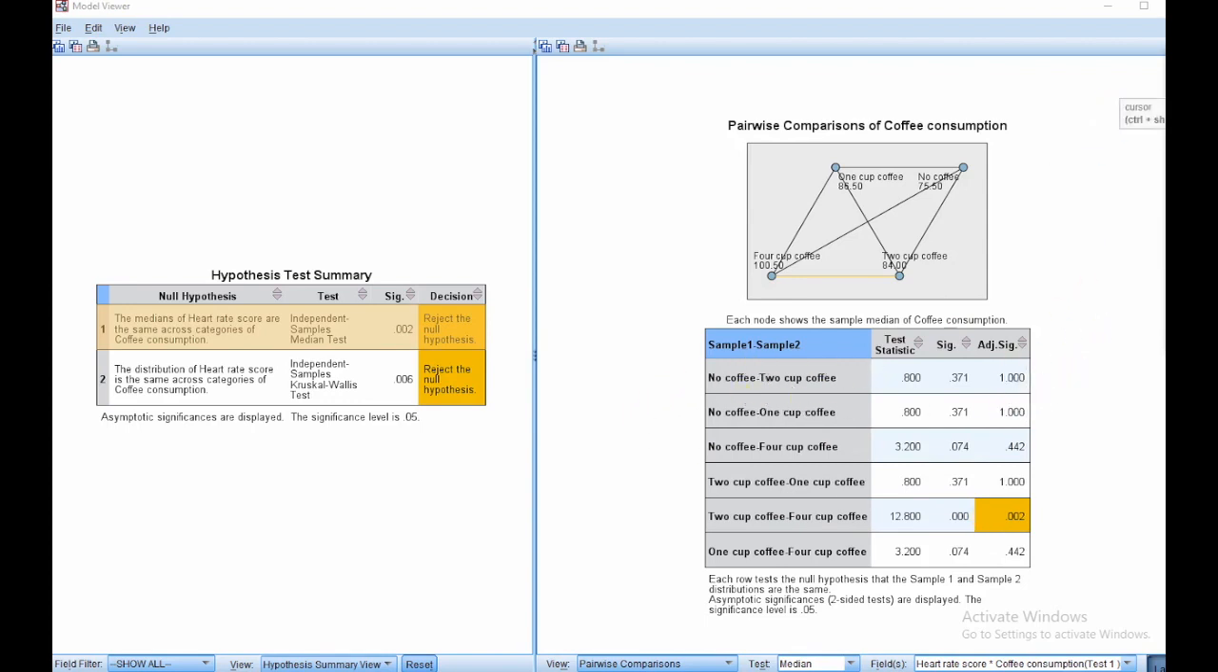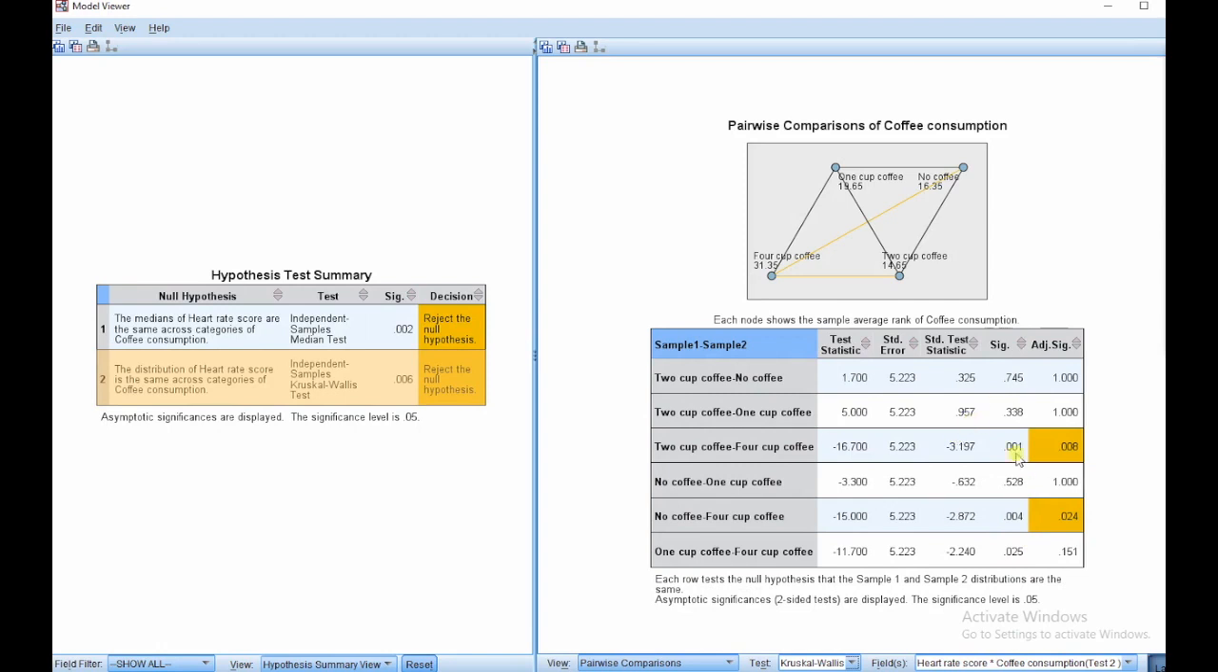So we can show this result also, and these are the samples, no cup coffee with 2 cup coffee, we can see here. Then we can see the heart rate score median and the Kruskal-Wallis test. Now again I am interpreting the result. No cup coffee with 1 cup coffee is not significant. No cup coffee with 4 cup coffee is significant. No cup coffee with 2 cup coffee is not significant. Only the 4 cup coffee is significant.